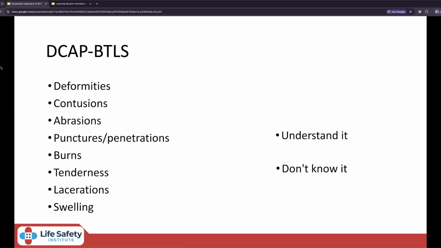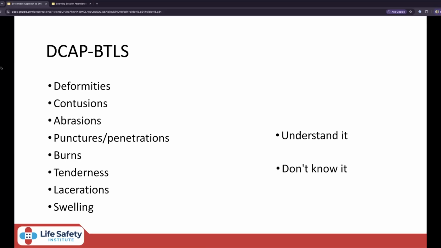We'll do that pretty often for, say, a broken hip, right? Which is really a broken femur, but it's a topic for another day. But if I think you have an injury to one side, well, let me check this other side, because maybe by seeing that difference, that can clue me into it. So the DCAP-BTLS, understand what each of the things are, and make sure that you know it, right?